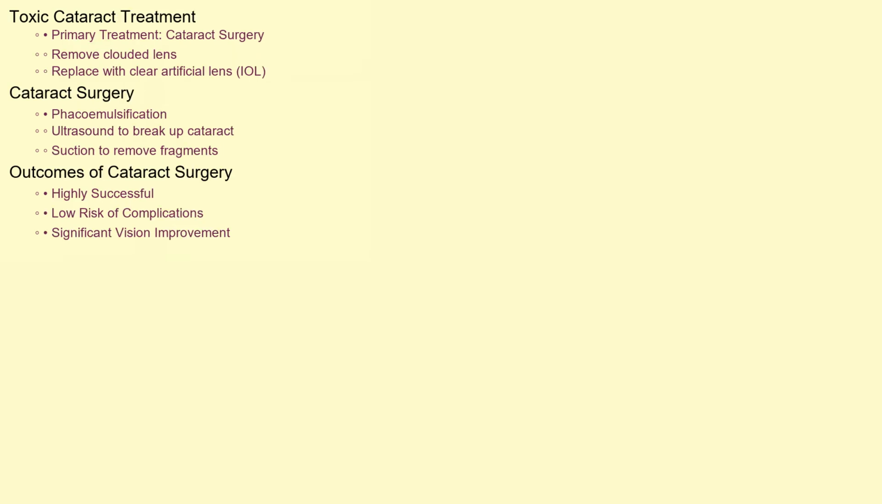The primary treatment for a toxic cataract is cataract surgery. During surgery, the clouded lens is removed and replaced with a clear artificial lens, called an intraocular lens or IOL. The most common technique is phacoemulsification, where the cataract is broken up using ultrasound and then suctioned out. Cataract surgery is a highly successful procedure with a low risk of complications. Following surgery, most patients experience a significant improvement in their vision.